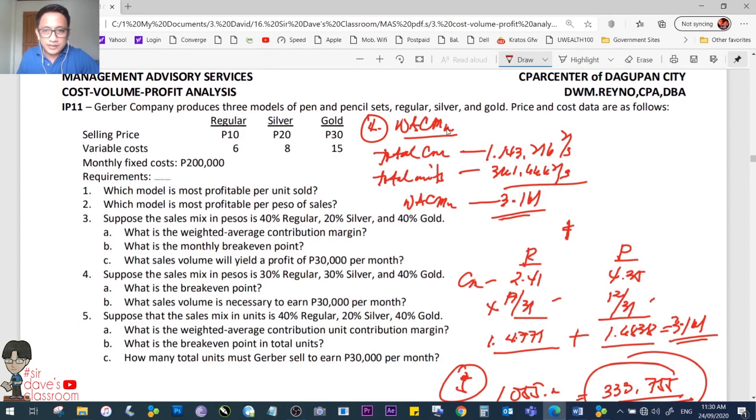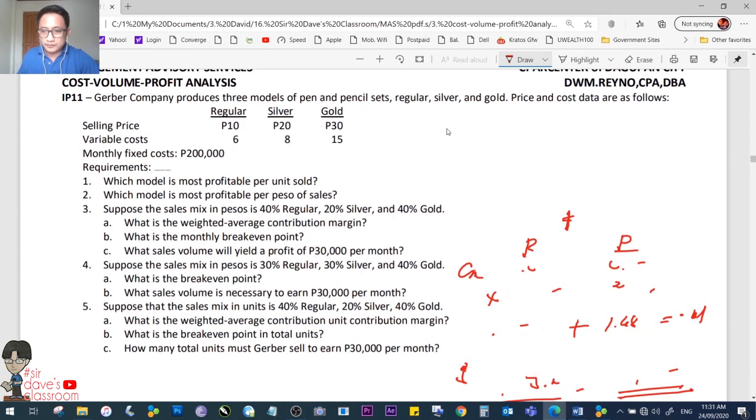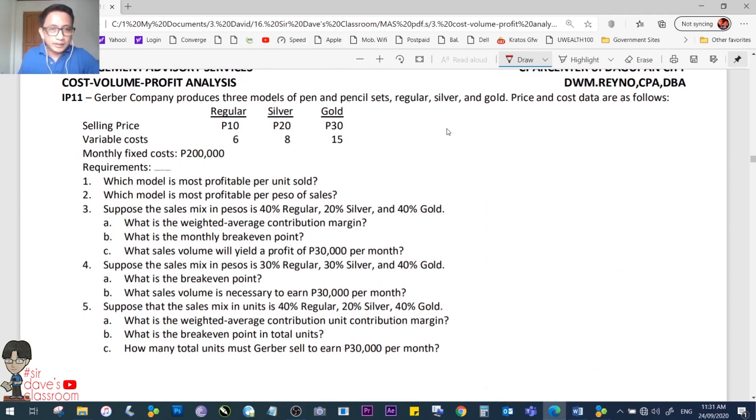Okay, let us erase this now in preparation for your IP number 11. IP 11. The company produces 3 models of pencil sets, regular, silver, and gold. Price and cost data are as follows. Regular, 10. Variable cost, 6. Silver and gold. Therefore, let us compute for our CMs per unit.